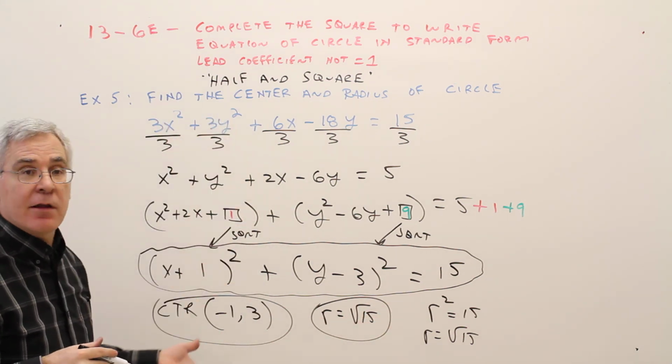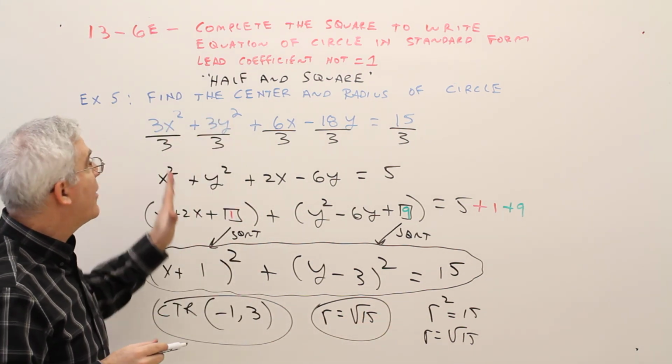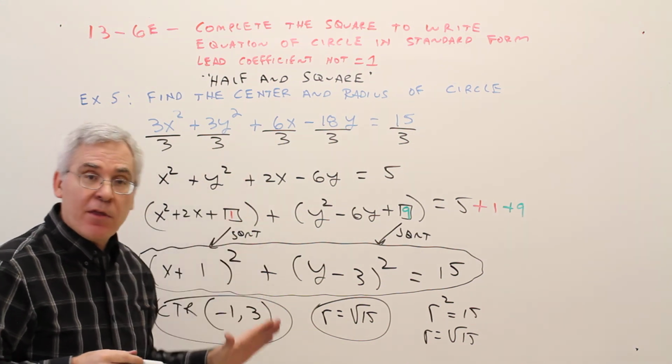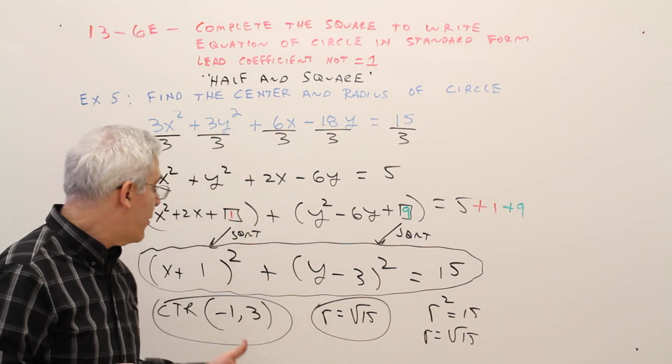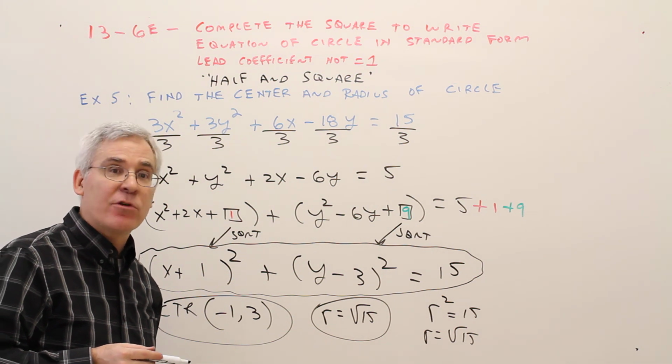So there you have it, how to complete the square when the lead coefficients are not 1, put the equation of the circle in standard form, and then readily identify the center and the radius.